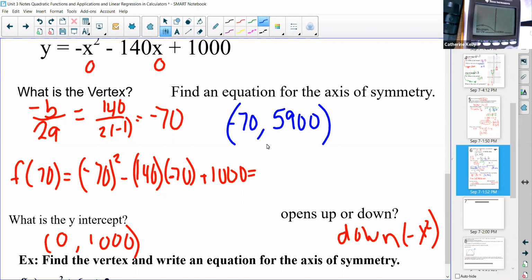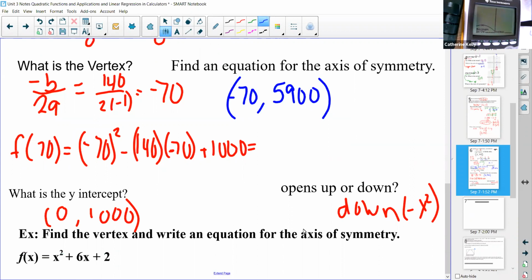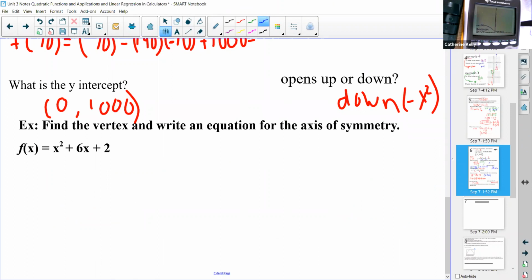So we were right the whole time. It's just maybe a little nervous. All right, so I want you to go ahead and find the vertex and write an equation for the axis of symmetry for this.